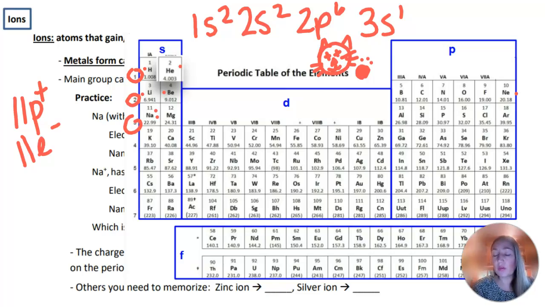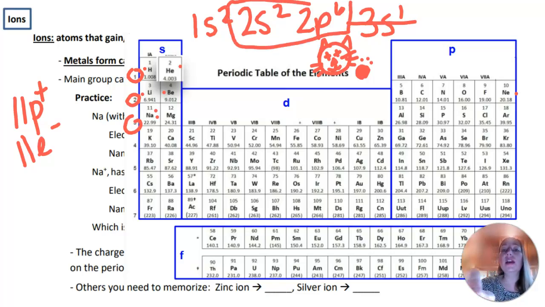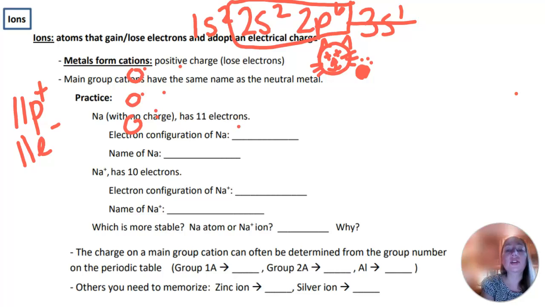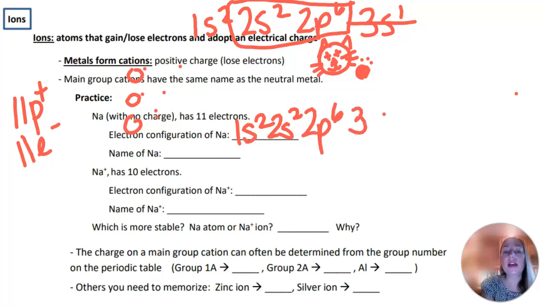Since sodium has only one electron in its outer valence shell, it's going to be easiest for it to lose this one electron, because then it will reveal a filled outer valence shell of 2s2, 2p6 below that. That's how sodium is going to form an ion. So let's write in our answer here. Our electron configuration was 1s2, 2s2, 2p6, 3s1. Na is sodium.